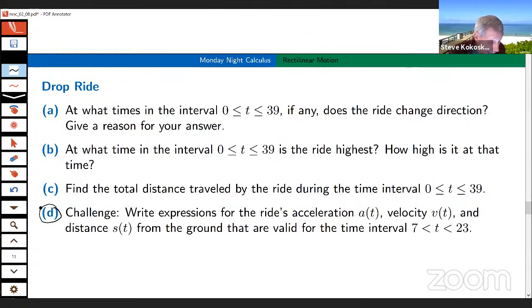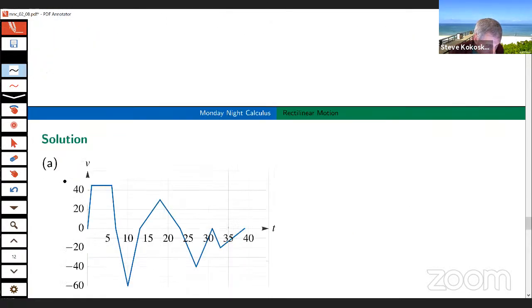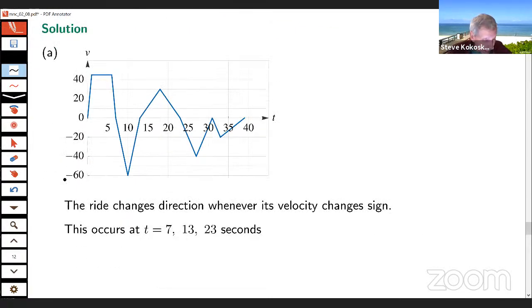It says, at what times in the interval 0 to 39 does the ride change direction? Well, all right. There's the graph once again of this velocity function, and it's a concept very similar to one that we just looked at. This is the velocity. Where is it zero?